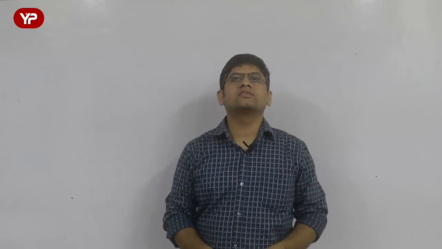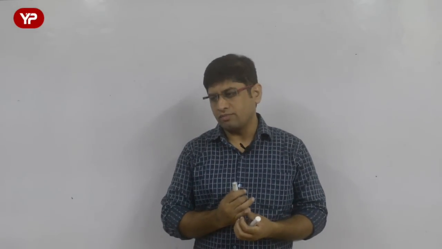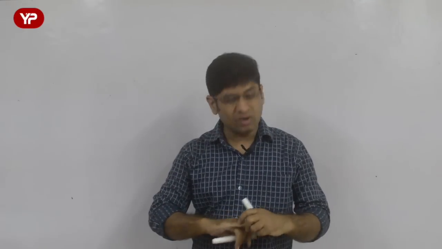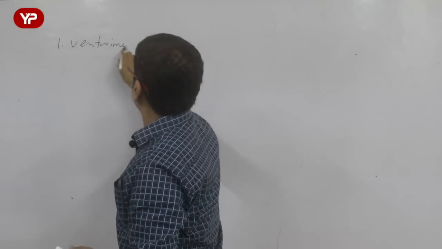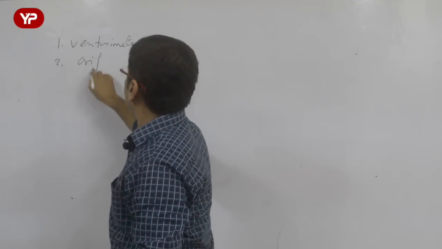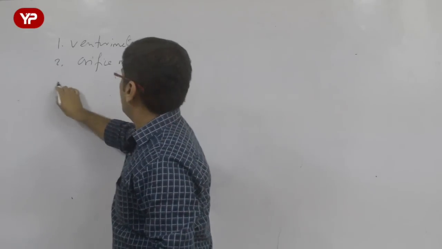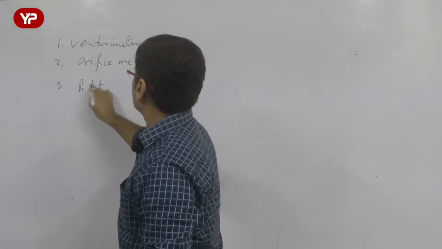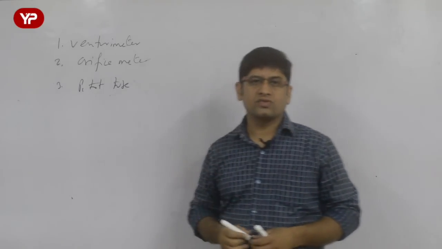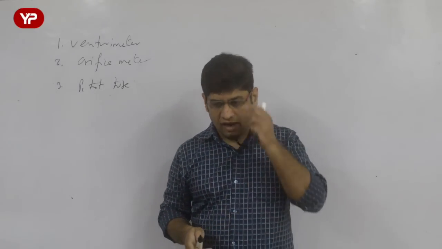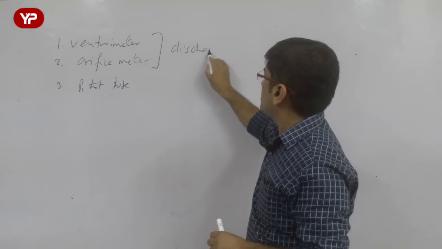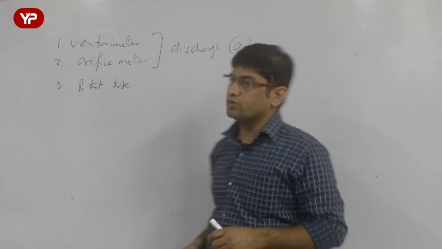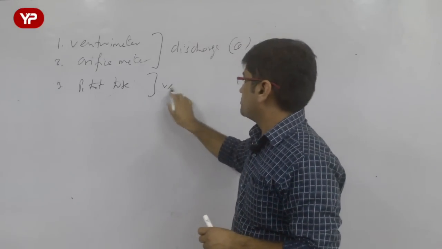Okay. So let me discuss now with you some more devices which are based upon the Bernoulli equation. Three main devices which you should know. One is called Venturimeter, then Orifice meter, and third is called pitot tube. These are the three devices which are based upon the Bernoulli equation. And let me tell you, Venturimeter and Orifice meter both are devices used to measure discharge, which we call Q, and pitot tube is used to measure velocity.